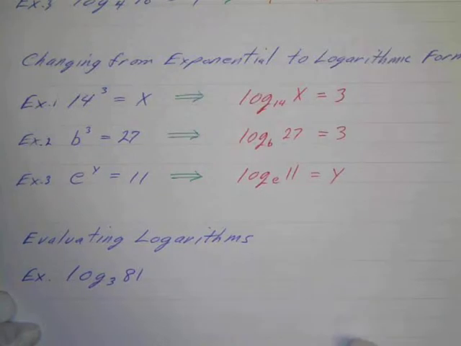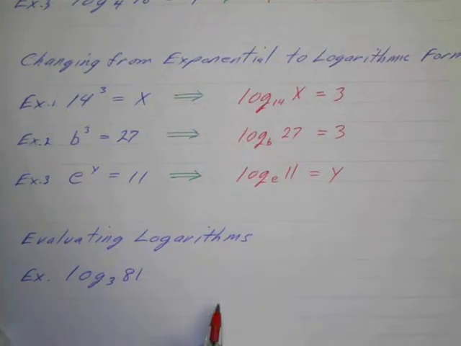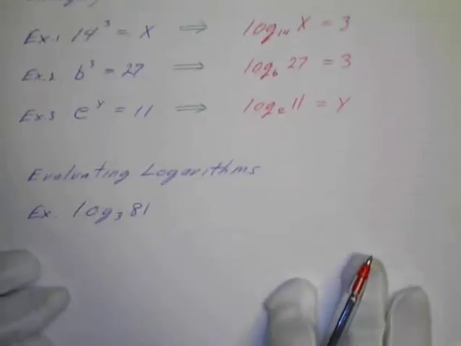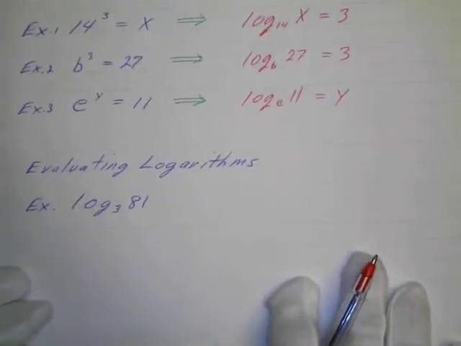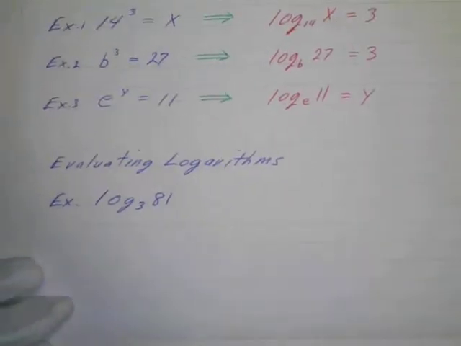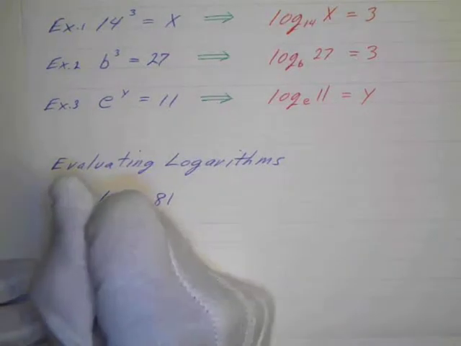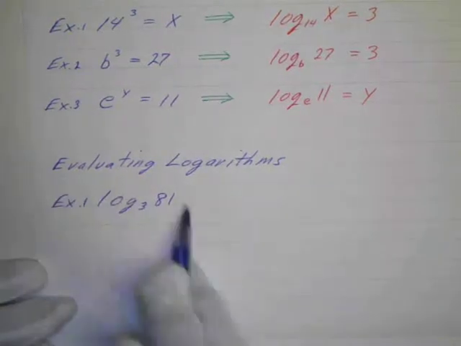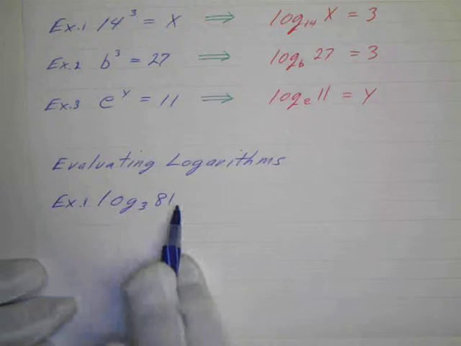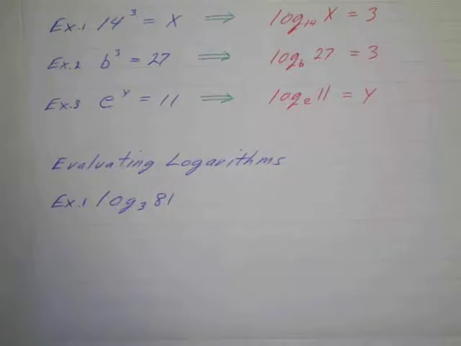Okay, and then we're going to be evaluating logs. That means find the value of. These are kind of like our first examples. This is example 1. So this is the exponent. When I raise 3 to it, I get 81. So 3 raised to what power is 81? Well, 3 times 3 is 9, times 3 is 27, times 3 is 81, so we'd say 4. So we can say that's equal to 4.